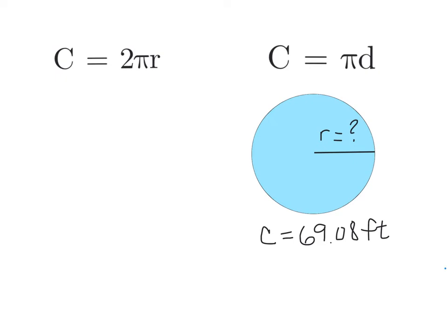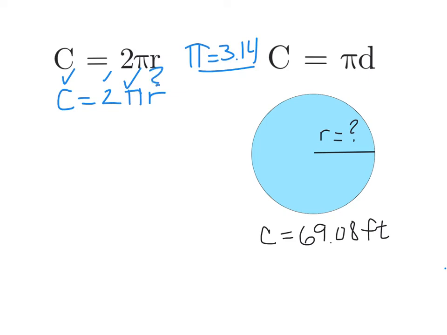So let's start by writing the formula down. C is equal to 2 times pi times r. I know C, I have the number 2, and I know pi. And for pi, again, I'm going to use the estimated value of 3.14. What I don't know is my radius, or my r. So let's plug in or substitute in the values I know.